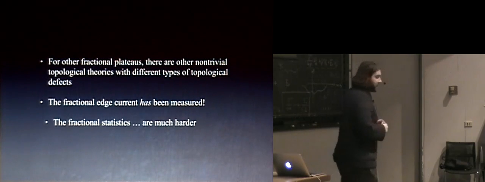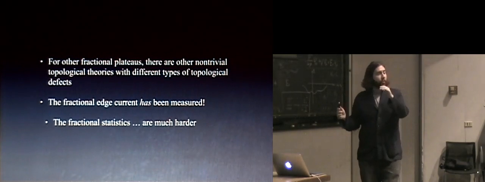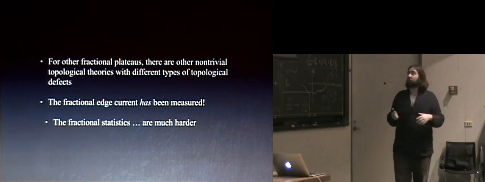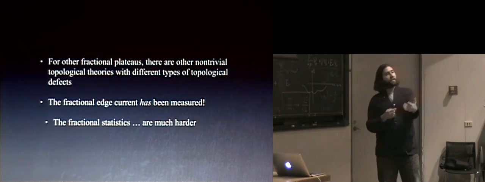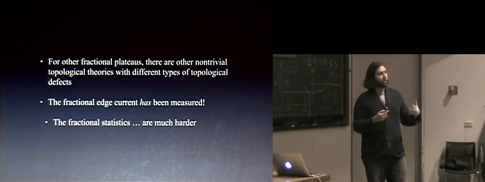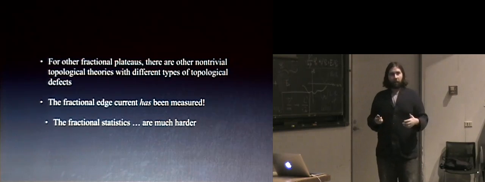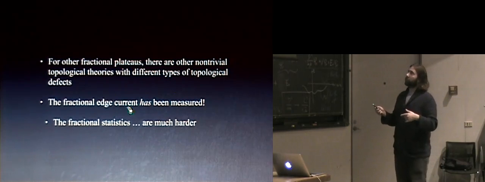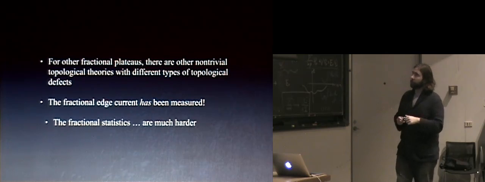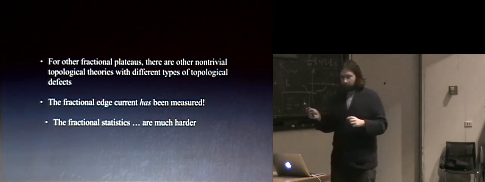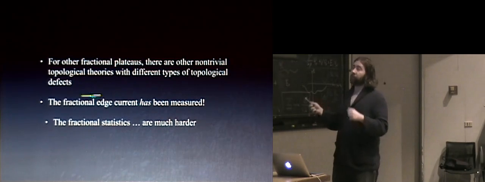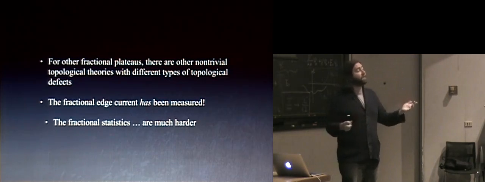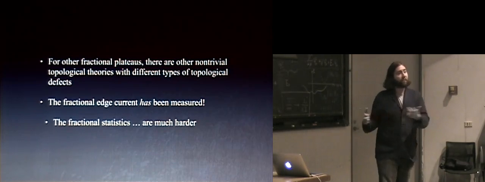So I should just mention that if I have other fractional plateaus, there's that whole host of other ones, there are different non-trivial topological theories that describe them, right? There's going to be a different set of what the topological defects are, what their charges and statistics are, that you can basically fix, and you'll again get this fractional edge current and you'll measure it. And so seeing these fractional edge currents is just something that you measure directly when you look at the Hall resistance.